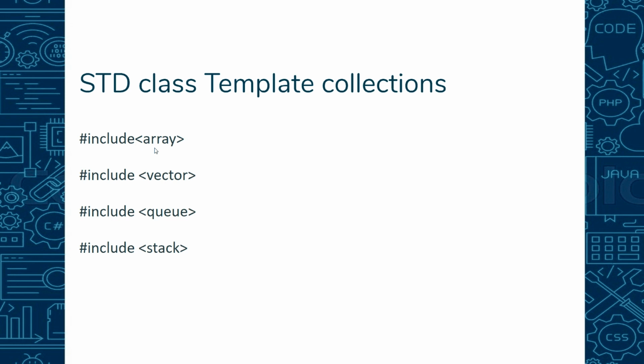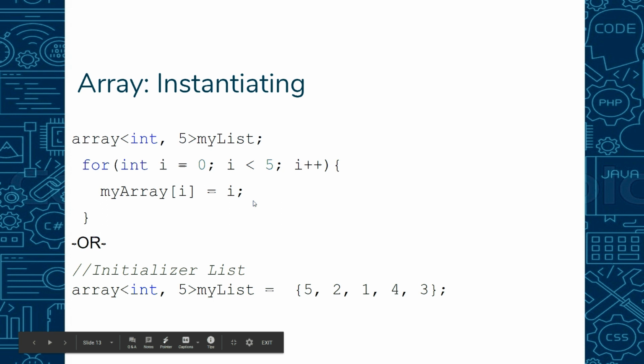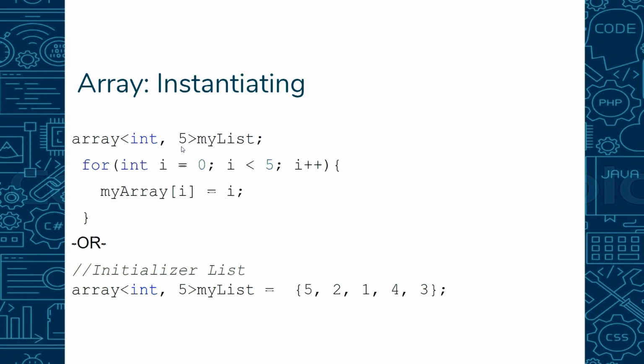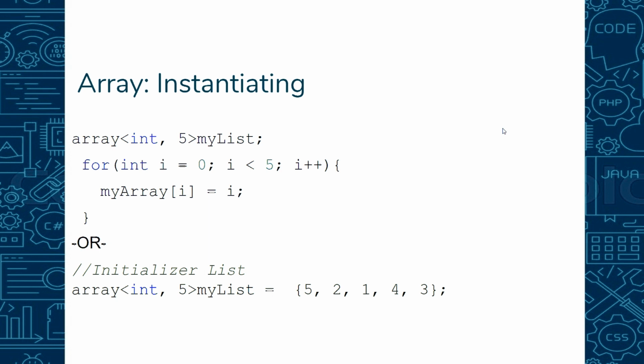There's also an array collection, and what you do is you include array, and it still has the push back, but it has a begin and an end. So let's kind of give you an example. Here I have int array int. I'm going to make it a default size of 5, and I'm going to call it my list. And so in this particular situation, the list is size 5. I can fill the array, or I can use an initial list on my array. It's just another way of using an array with this templated list. It has a couple of other capabilities in there.